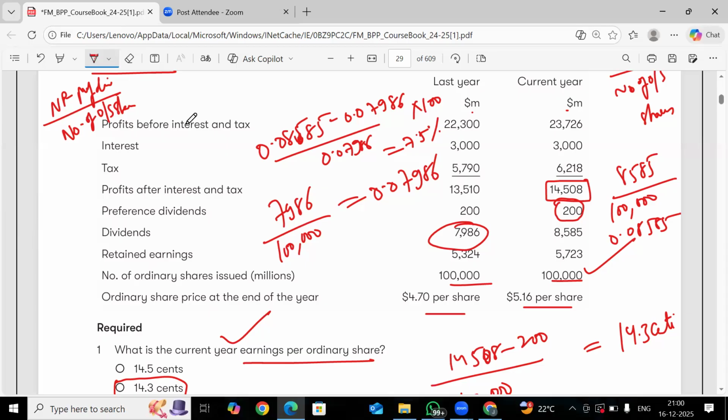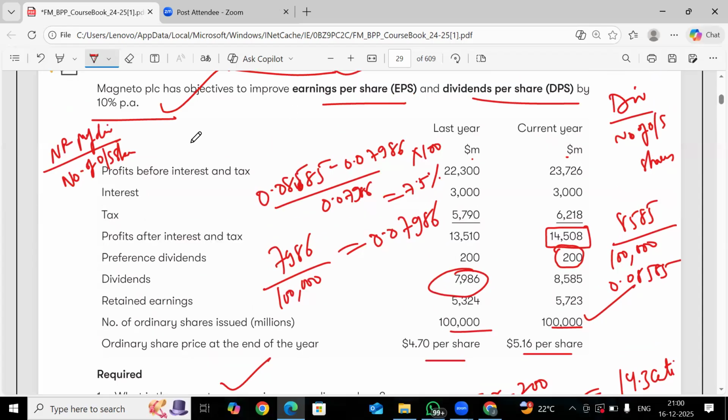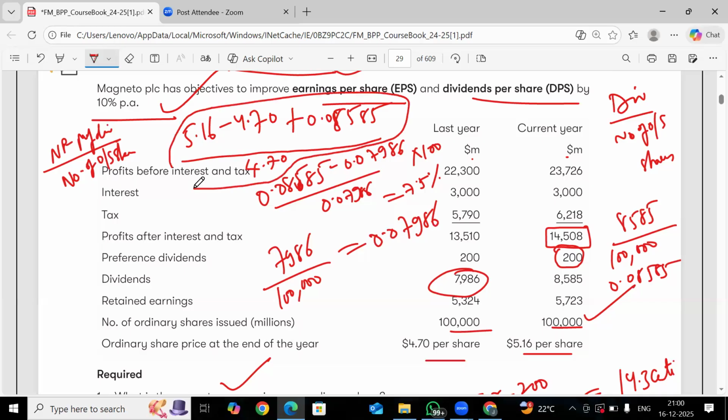So what would you want for total shareholder return? You want the share price for the current year, which is 5.16. You want the share price for the previous year. That is what your investment is, 4.70. You want the current year dividend, which is 0.08585. And then your share price, 4.70, your investment. Now you calculate this. In 200, we'll get the answer.